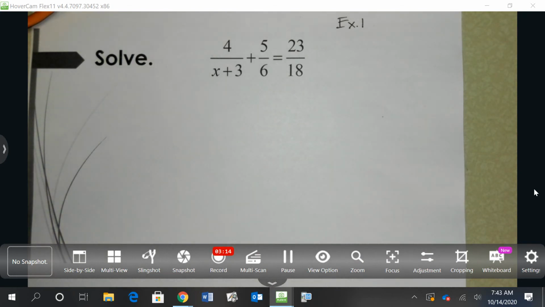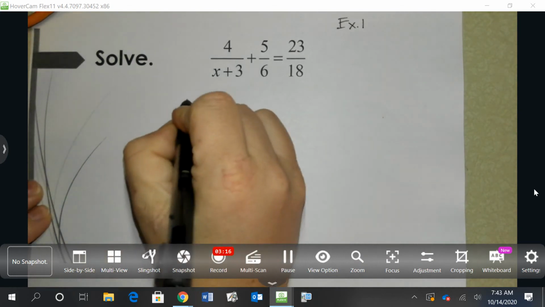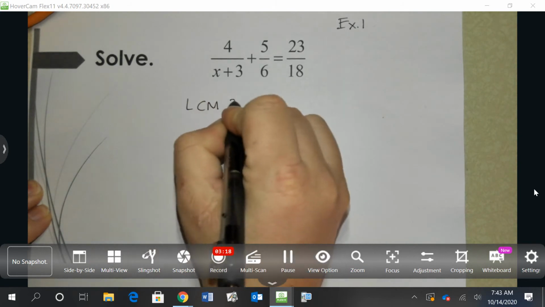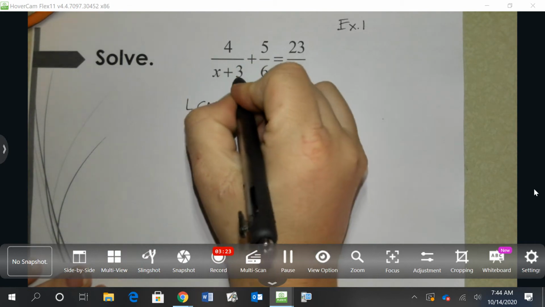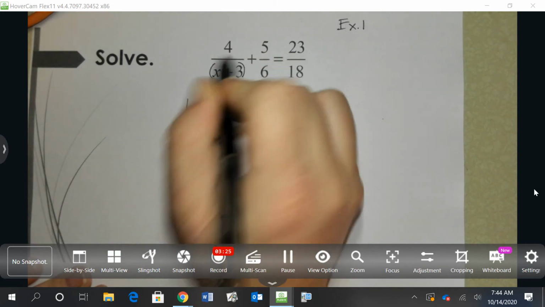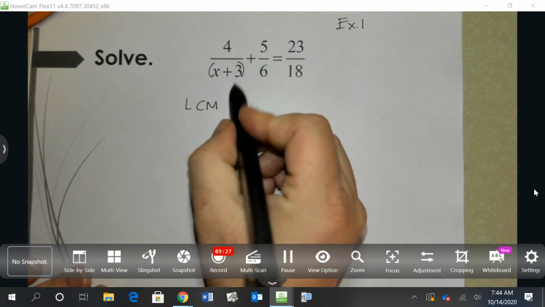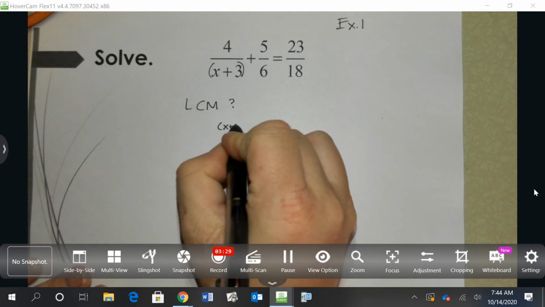All right, so let's think about what would be the LCM. What is the least common multiple? Well, this is not just a 3. These go together like a couple. This is an x plus 3. So the LCM is x plus 3.